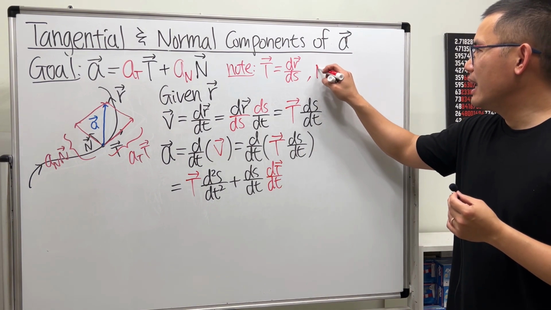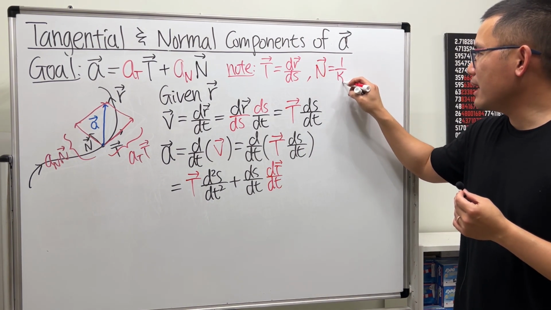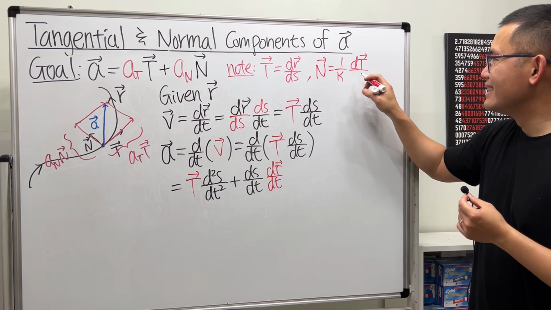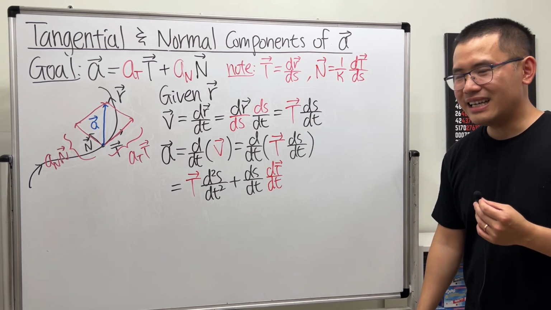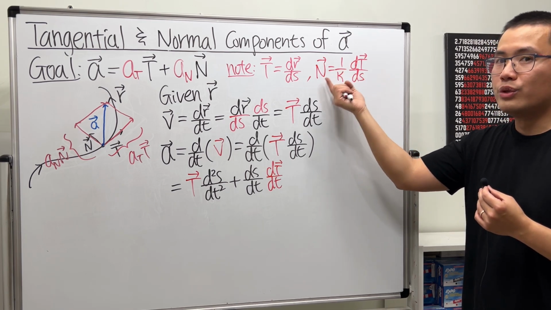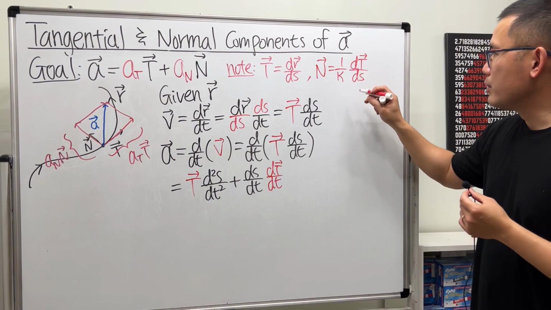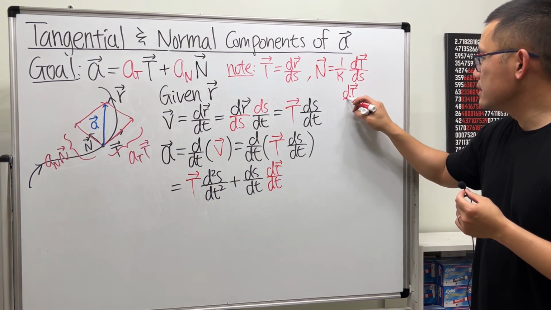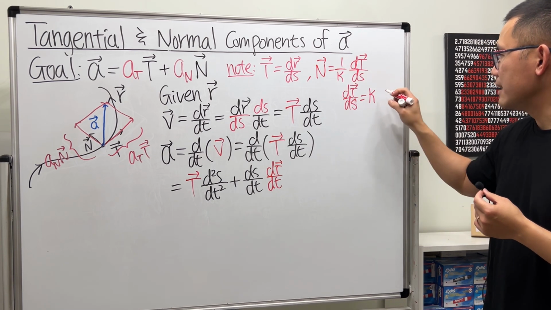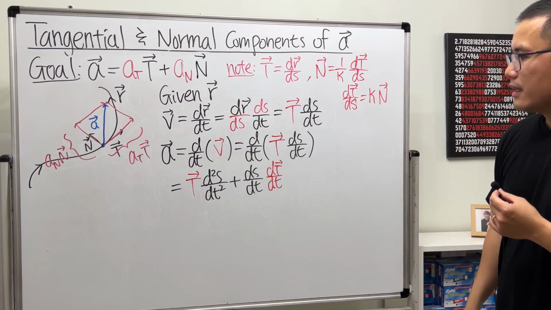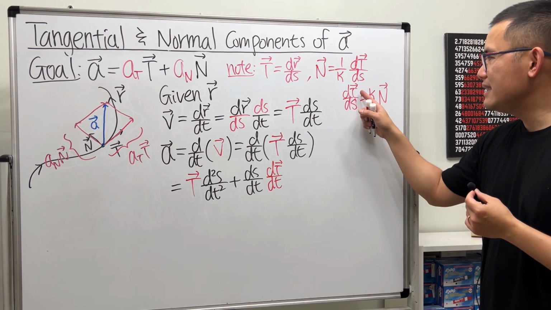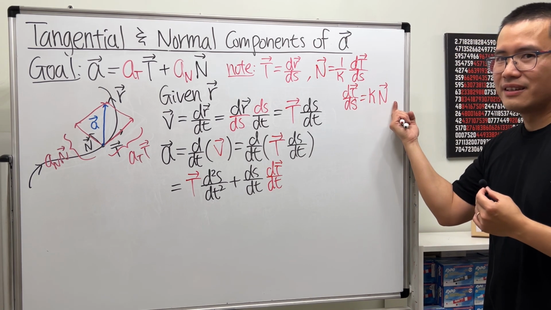Well, remember N is equal to 1 over kappa, the curvature, times dT/ds. Yeah? In fact, kappa is the length of this thing. So that's how we can make this a unit vector. Multiply kappa on both sides, we can see that dT/ds is equal to kappa times the unit normal vector. This is dT/dt. We don't want that. We want dT/ds, so we can introduce our vector N.